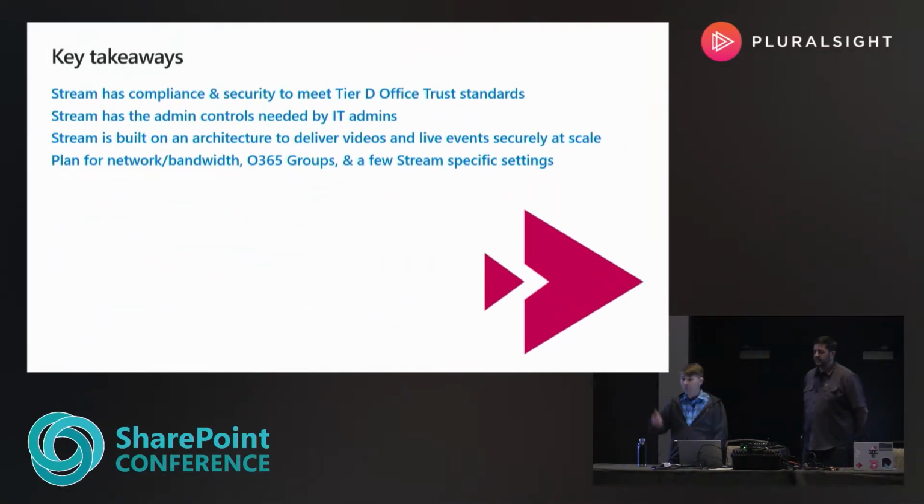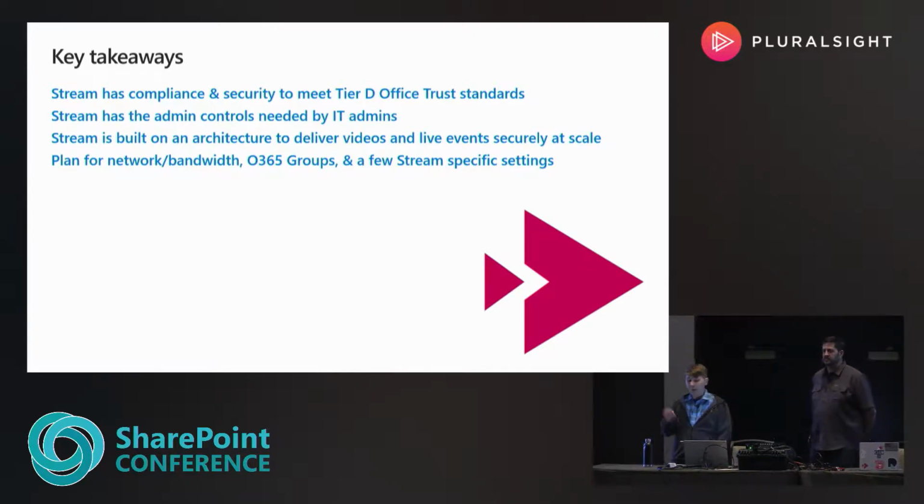So we wanted to start off with what our key takeaways are for this session. The first one is that Stream has the compliance and security to meet Tier D standards from the Office 365 Trust Framework. We were Tier C just yesterday. They just added us to the Tier D list recently in the framework. It's because we got all of our FedRAMP and all of those different certifications to meet Tier D. So that's brand new for us.